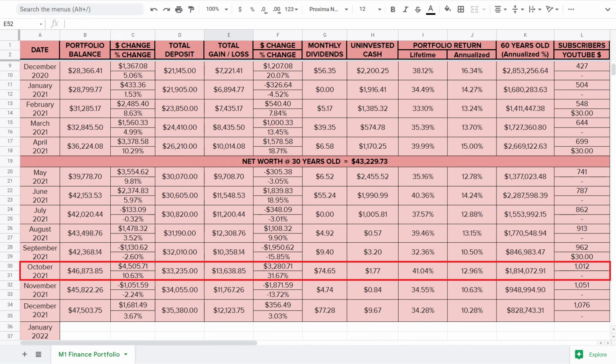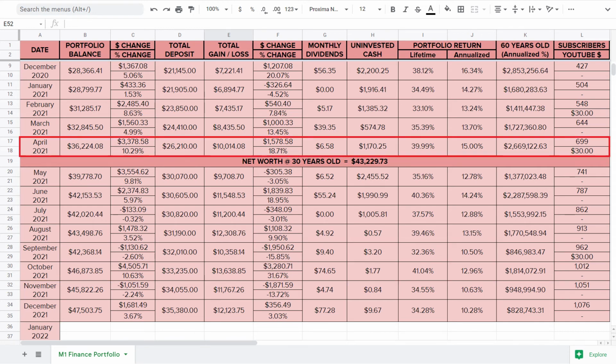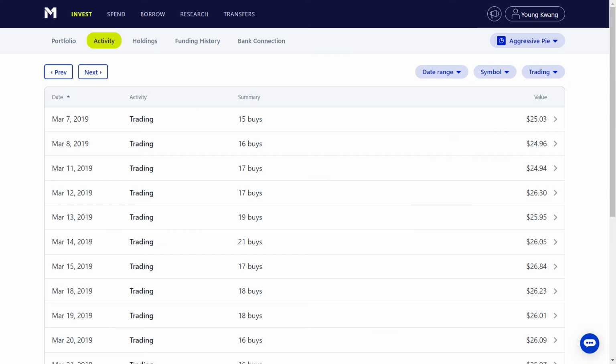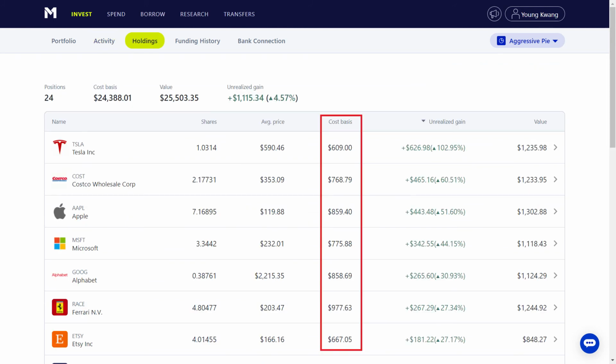And to wrap things up, October 2021 saw the highest lifetime portfolio return with 41.04%, and April 2021 saw my highest annualized return at 15%. And yeah, all these numbers fall short when compared to the S&P 500's return of 65.97% since I started my portfolio back in 2018, but this comparison is skewed because I consistently buy stocks on a weekly basis, naturally bringing up my cost basis and lowering my overall return. But let's stay hopeful and we'll see if I'm able to finally beat the S&P 500 by the end of this year.